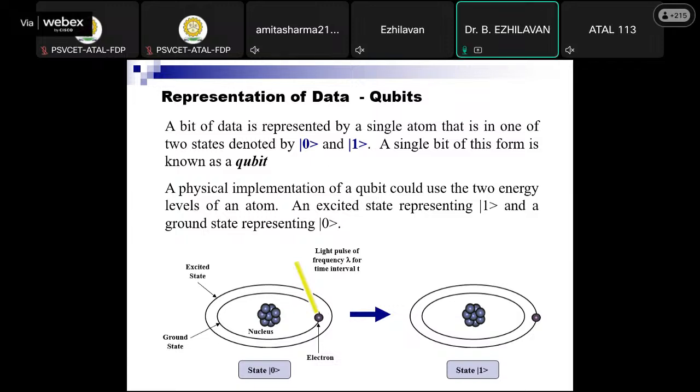Representation of data, qubits. Already I told, a single atom is in one of two states, which is 0 ket or 1 ket, a single bit form known as a qubit. In physical implementation, a qubit uses two energy levels of an atom, an excited state representing 1 and a ground state representing 0. See here, ground state and excited state. State 0. Here, it states 1. This is the electron.